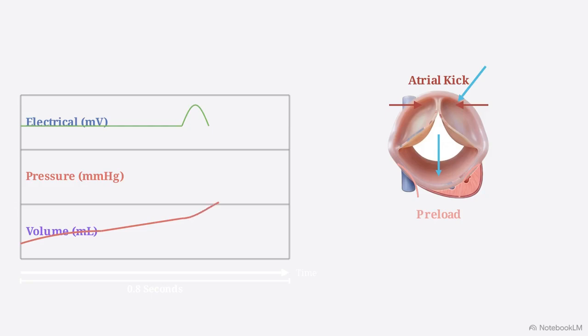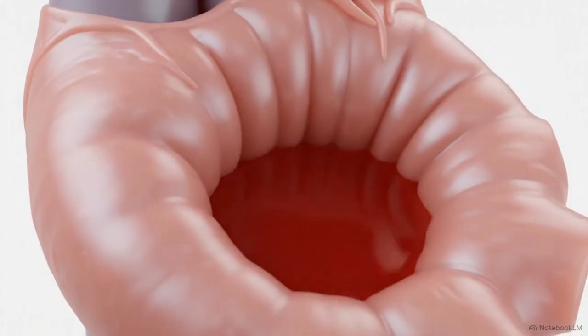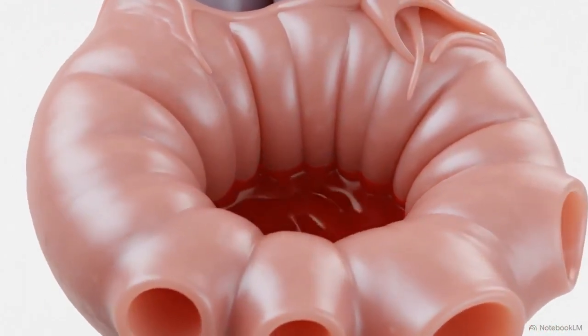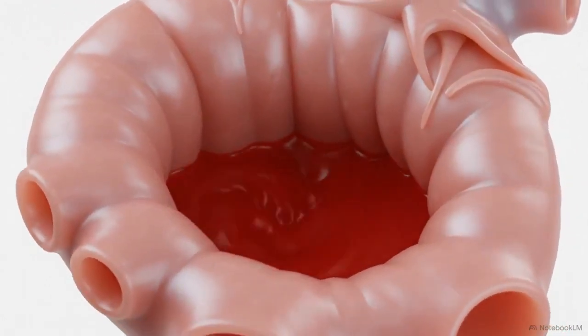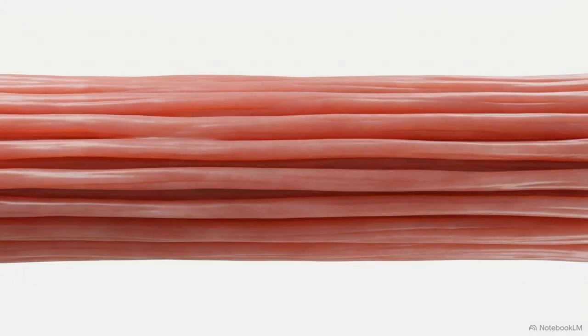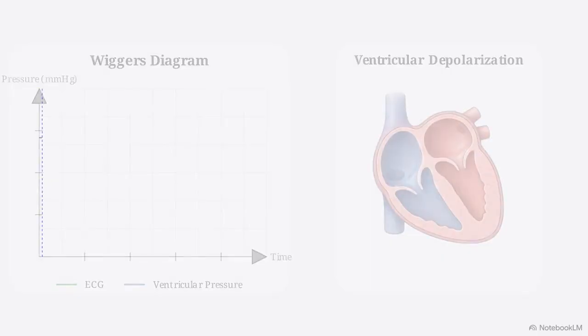Next, the sinoatrial node fires, forming the ECG's P wave and triggering atrial contraction. This atrial kick forces a final blood surge, pushing the volume curve to its peak, the end diastolic volume. The ventricle is now full. The muscle fibers are stretched to their optimal length, primed to generate maximum force. Preload provides the exact mechanical potential required for the high-pressure contraction that follows.